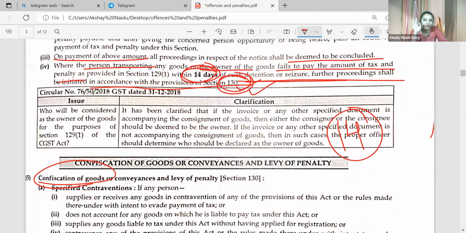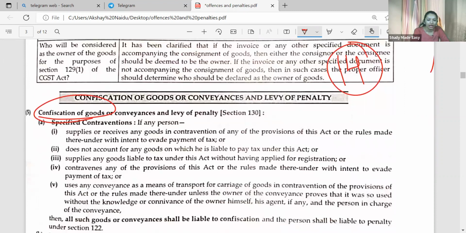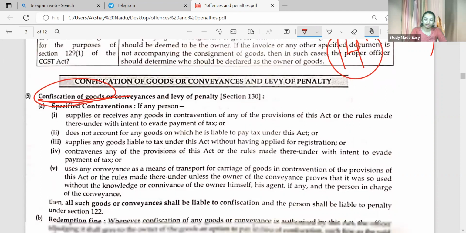So you have to remember this 14 days. कि कितने दिन में confiscation का procedure will start from the date of seizure. It is not from the issue of the notice of seizure, from the date of seizure. ठीक है? And obviously तुम्हें अगर seize करना है, detain करना है तो without issue of notice तुम कर नहीं सकते, तो automatically it would be notice वाला date. Confiscation, now 130 is confiscation.